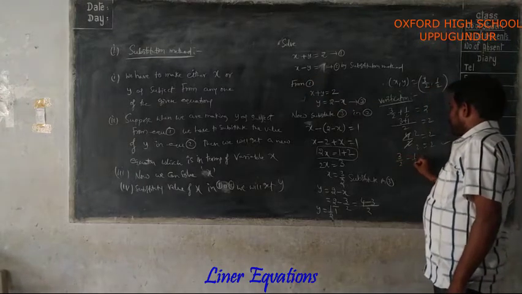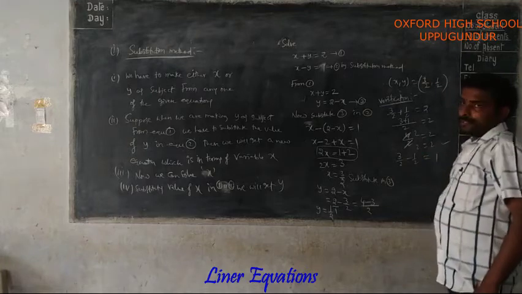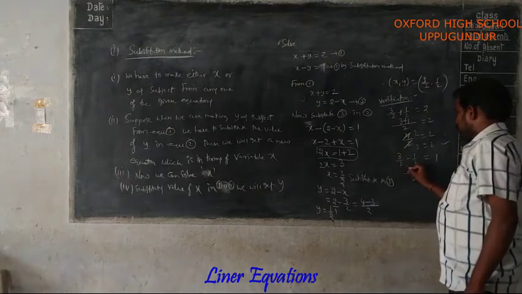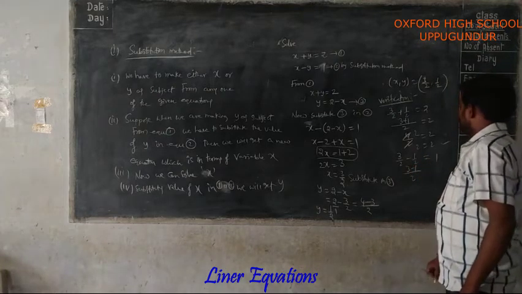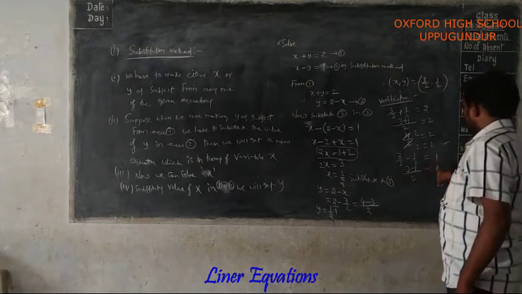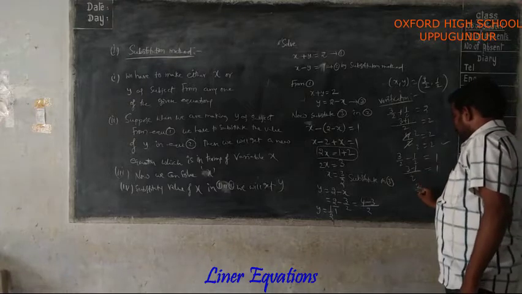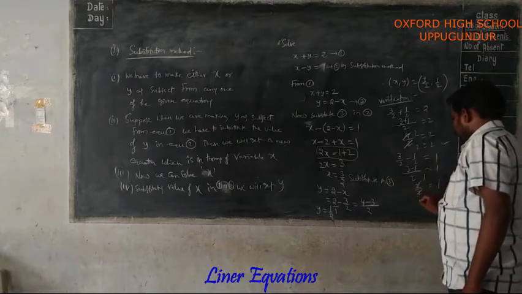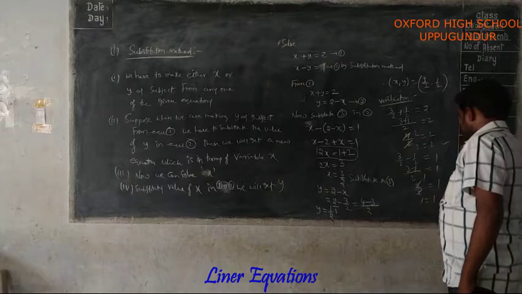Next, substituting these values here. 3 by 2 minus 1 by 2 equal to, we have to get 1. Common denominator is 2, 3 minus 1 equal to 1. 3 minus 1 is 2, 2 by 2 equal to 1. 1 equal to 1. This is also true.